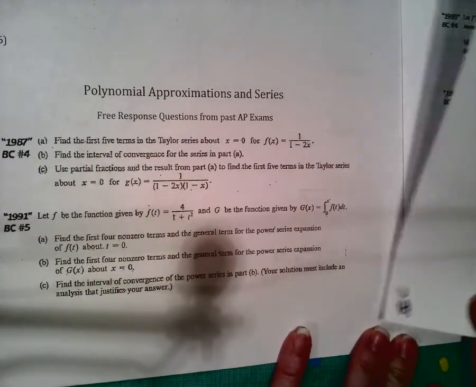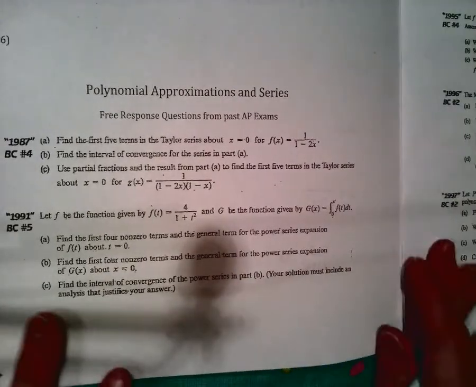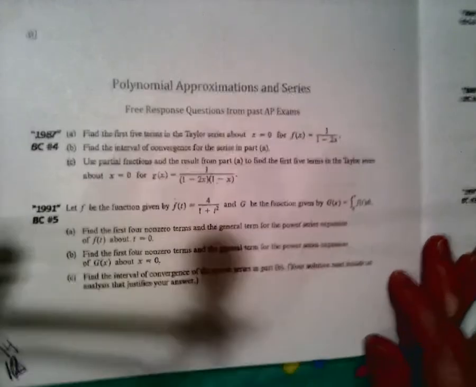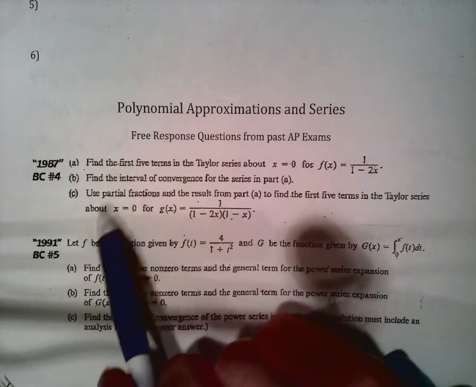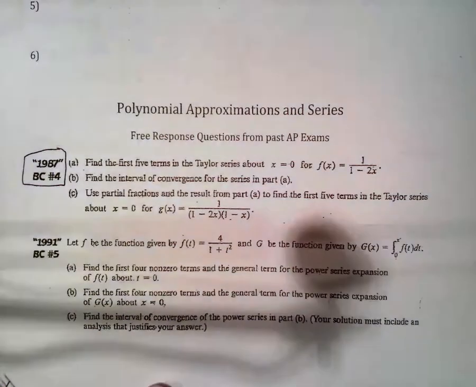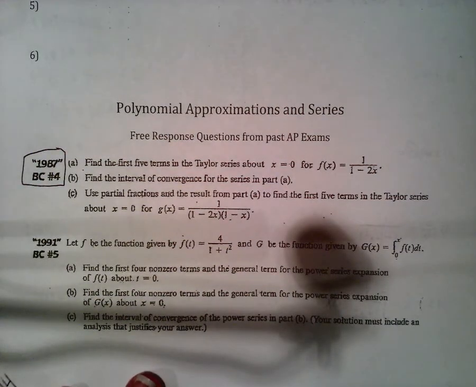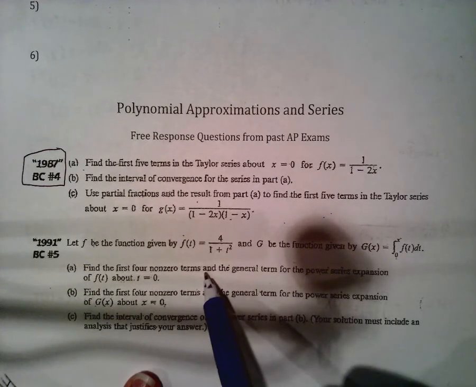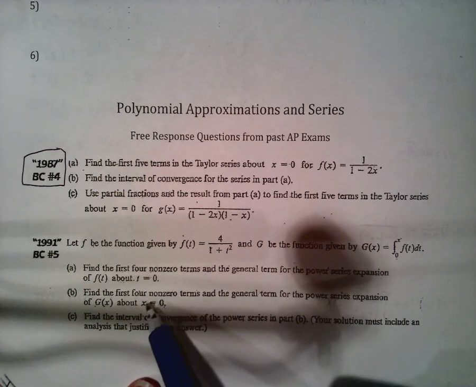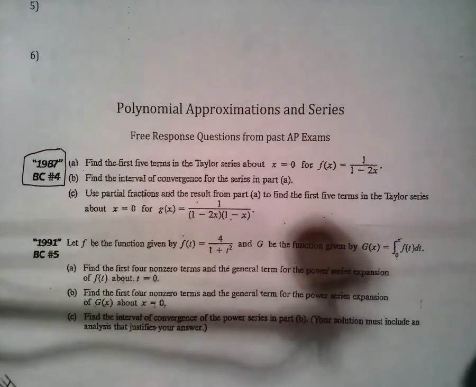And then let's see. Here at the bottom of the page, we're starting some free response questions on pages 14, 15, and 16. You will not be assigned all of these problems, like ever. I'm not going to make you do all of them at any point. But let's see. This 1987 BC number 4 would be a good one to try to do. And then I would say let's also try this 1991.